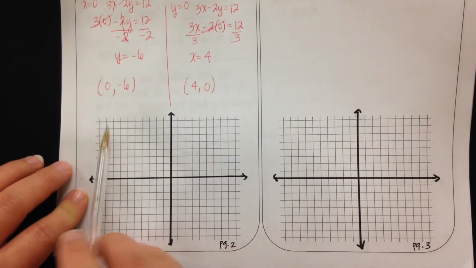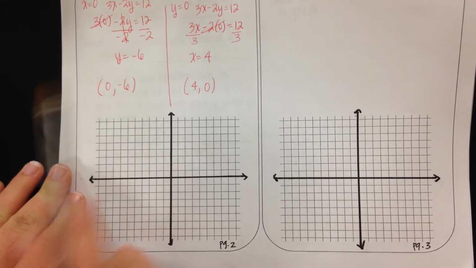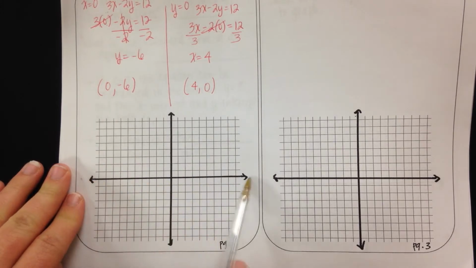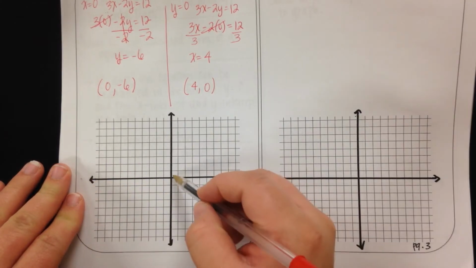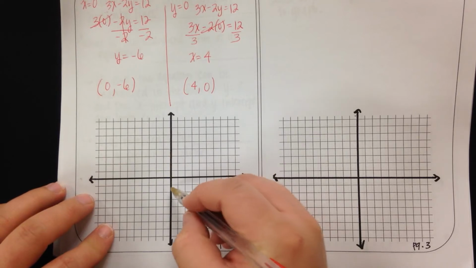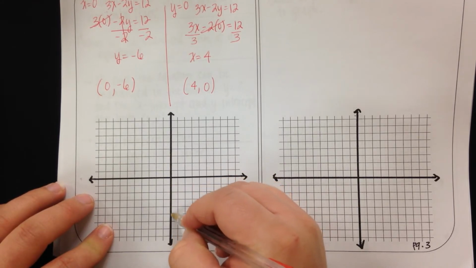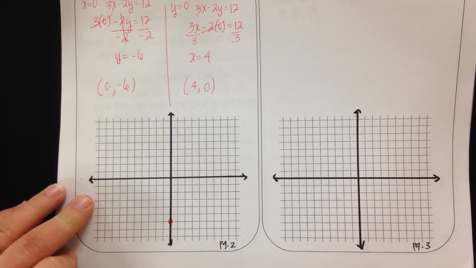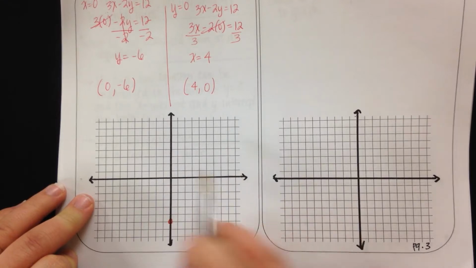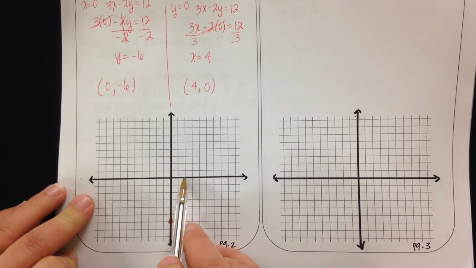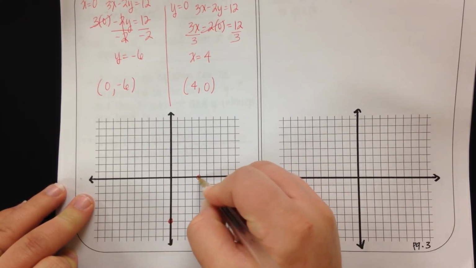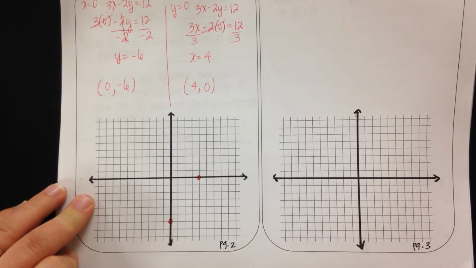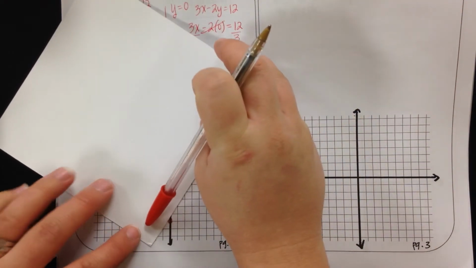So the first point, 0, negative 6. My x-axis is 0. So I'm going to start here. I'm going to go down 6. 1, 2, 3, 4, 5, 6. Draw a little circle. Okay, that's my y-intercept. Plot the 4, 0. X-axis, 1, 2, 3, 4. Got my 2 points, take my straight edge, connect the dots.